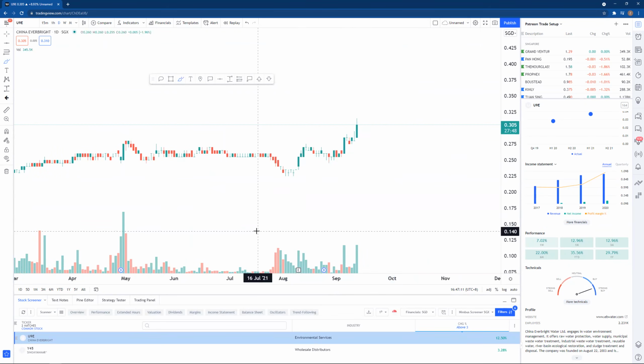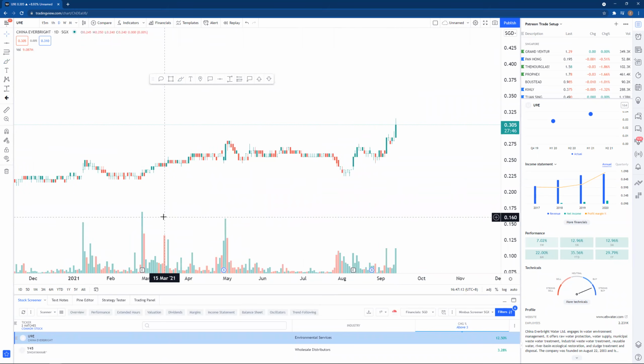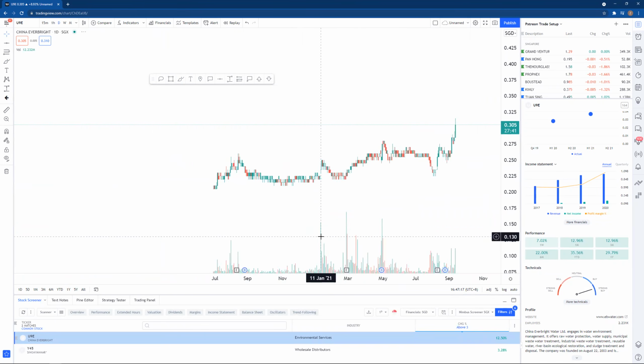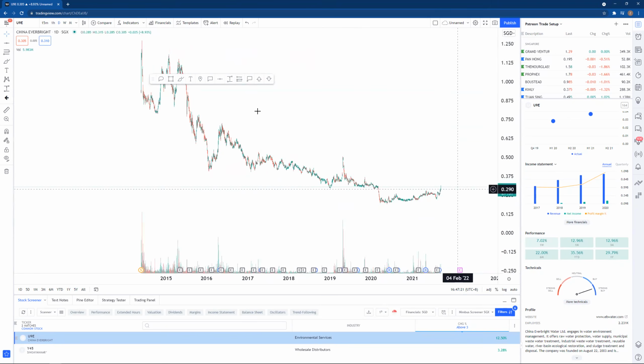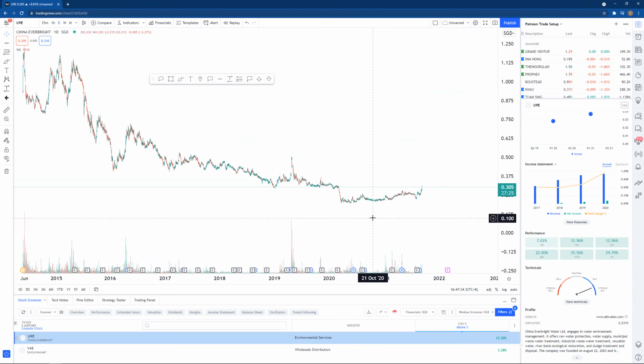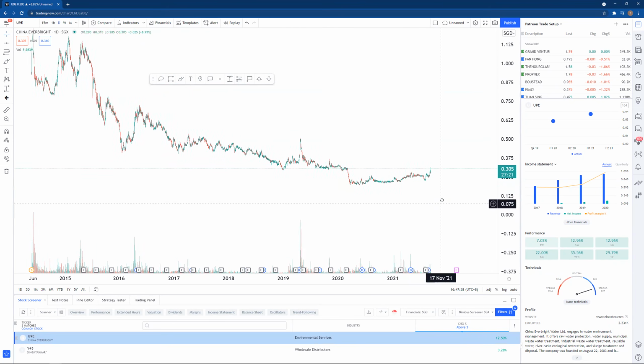Back then, the reason why I didn't really bother about China Everbright is mainly because if we look at the chart, it is a downtrend counter. It is a downtrend counter, and usually I try my best to avoid this kind of downtrend counter because most of the time our hit rate, our winning percentage for downtrend counters are not very strong.